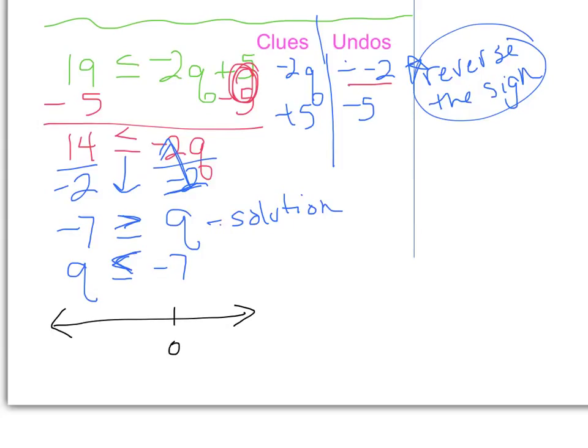So here's my 0, and here's my negative 7. I'm going to need a closed circle, so shading the circle in at my negative 7, and I need to think of a number that is less than negative 7, so like negative 10 is less than negative 7, so I need to shade in that direction. I'm going to be shading to the left. This arrow is to the left, and that arrow is to the left, so that would be my solution. Any number that is equal to or less than negative 7.